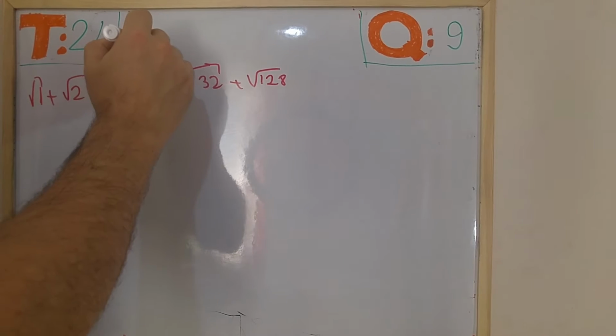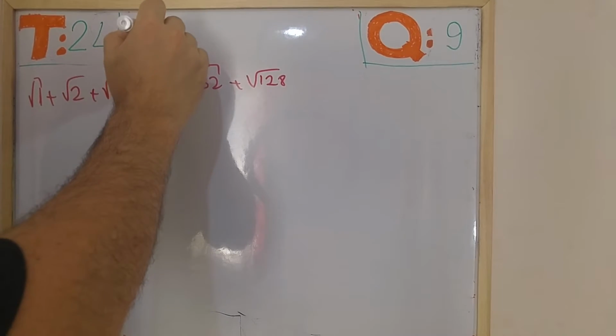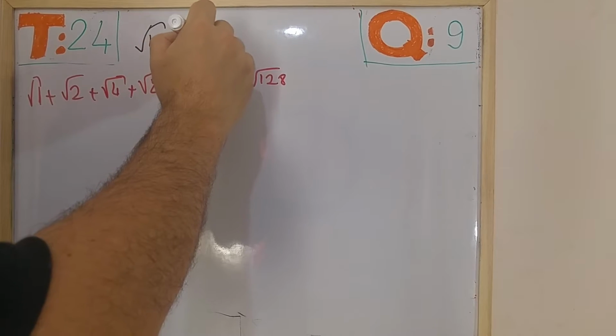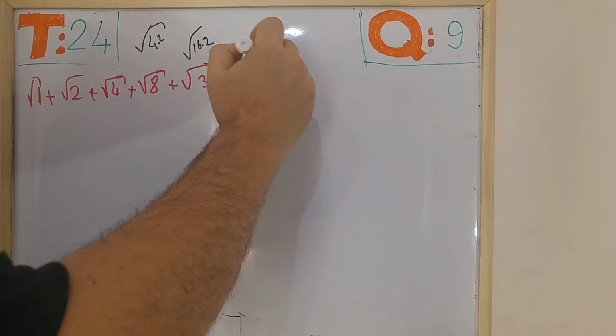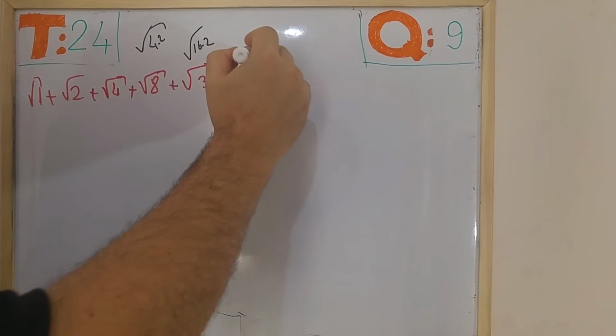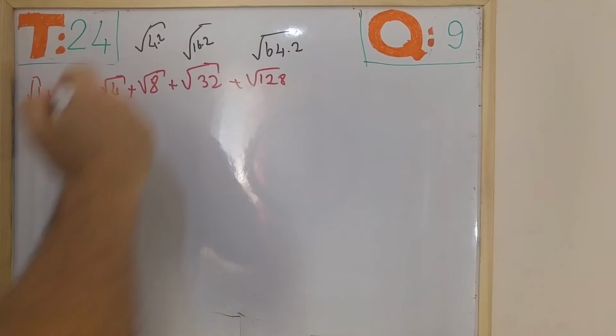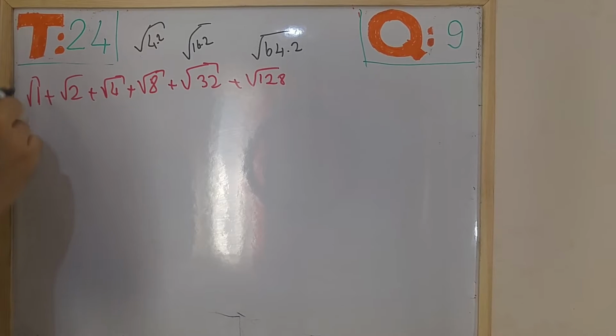Okay, 8 is equal to square root of 4 times 2 here. And 32 is equal to 16 times 2. And 128 is equal to 64 times 2. So let's write these down. Square root of 1 is equal to 1. Square root of 2 is equal to square root of 2. Square root of 4 is equal to 2.